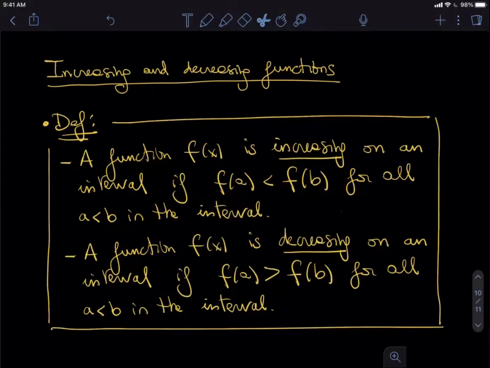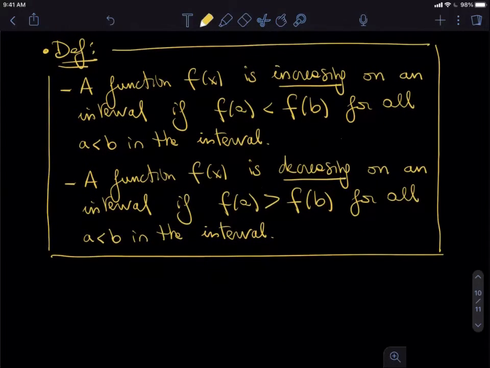What is an increasing or decreasing function? So here we have the definition. A function f of x is increasing on an interval if we have that f of a is less than f of b for all a and b in the interval. Okay, this a and b have to be in order, a less than b. So with the picture, this is going to be much more clear.